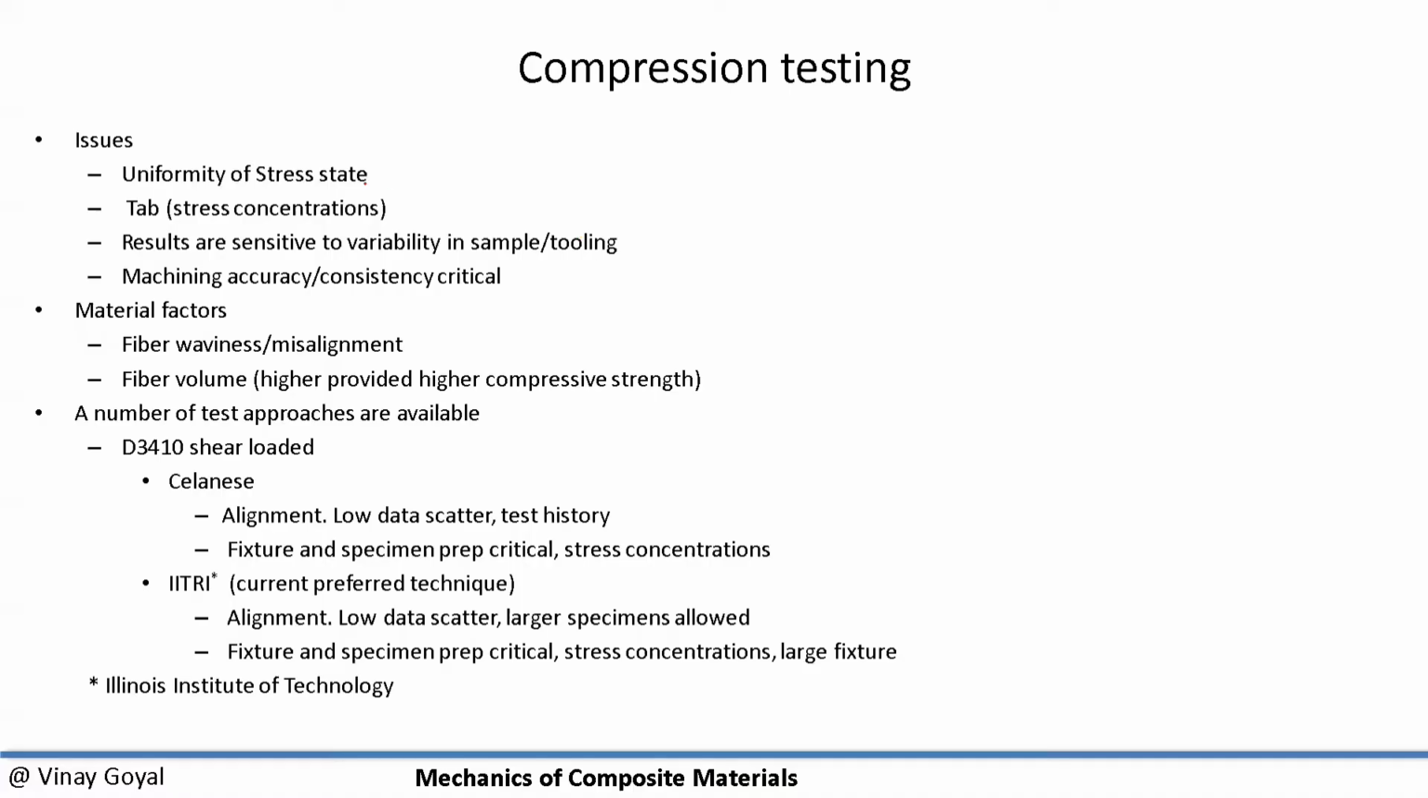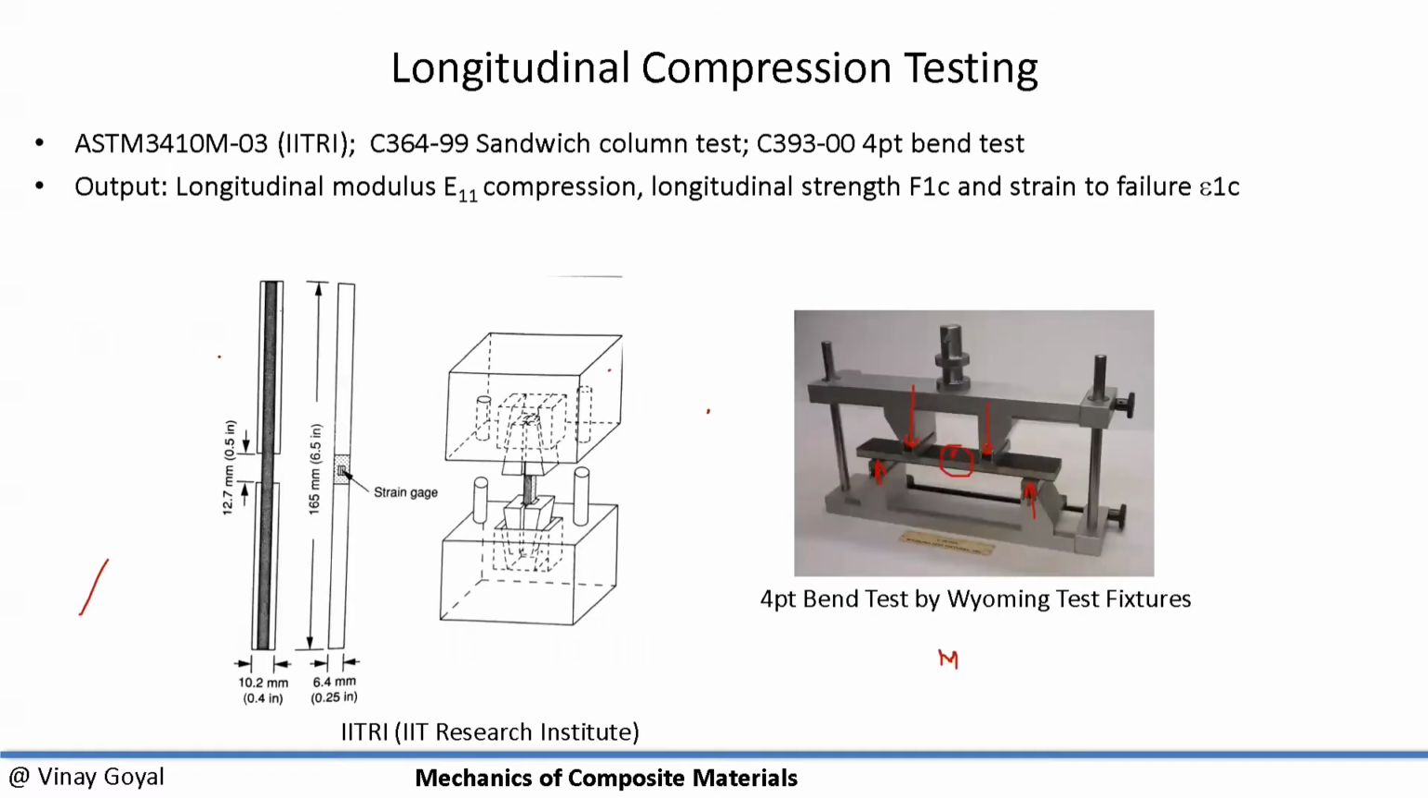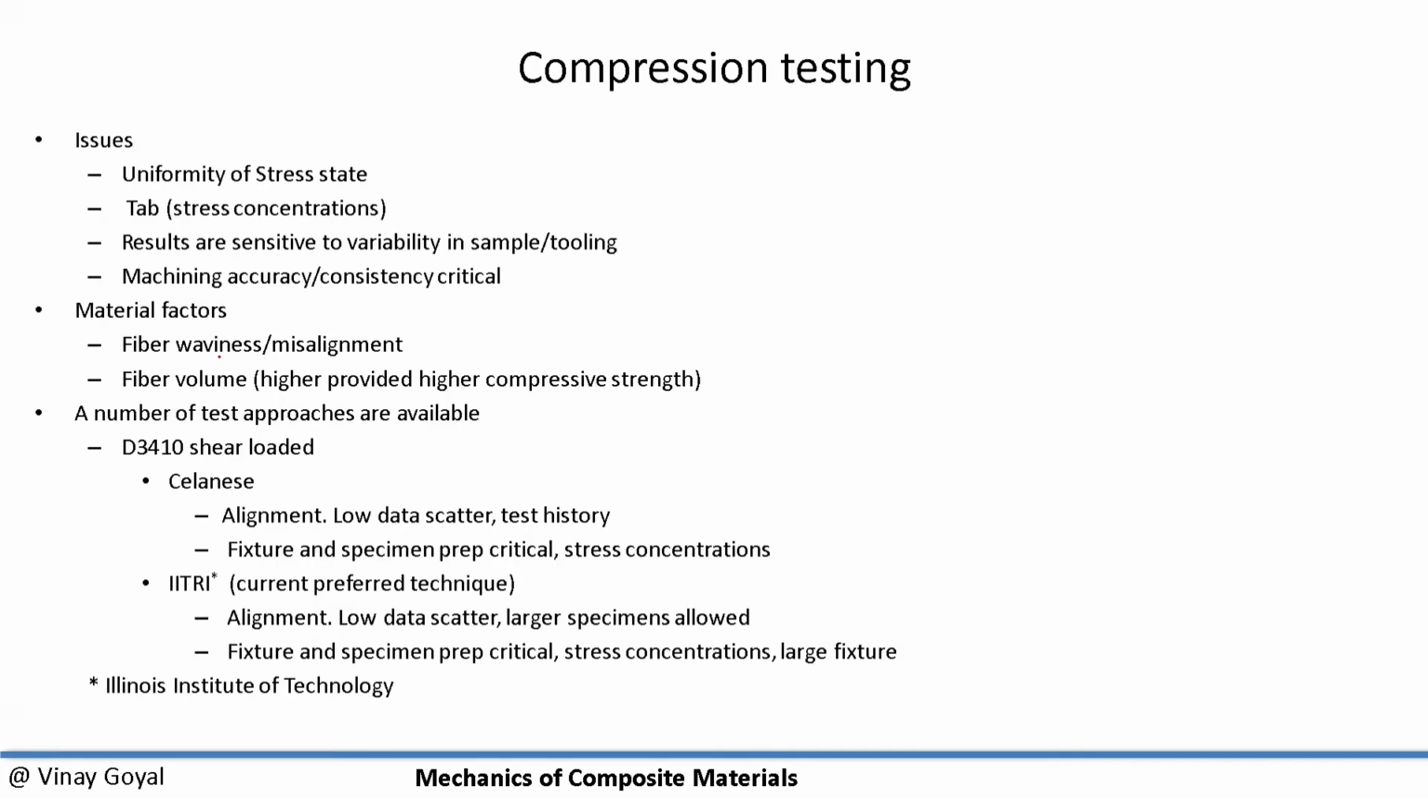So what are the issues with this compression test? You have uniformity of the stress state. Tabs can be a stress concentration. Results are sensitive to variability in sample tooling. There are machining accuracy issues. The material factors can be fiber waviness, misalignment, and fiber volume, and there are a number of test approaches available to look at that. I showed one of them, which is the IIT Research Institute, but there are other ones that can be looked at. The D3410 is shear loaded.